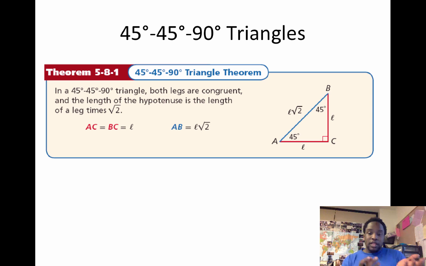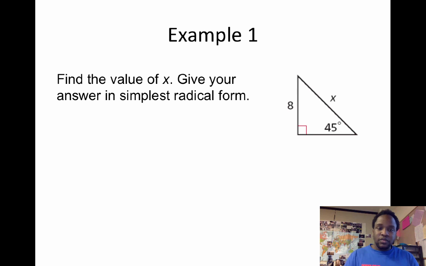This works for all 45, 45, 90 triangles. So if we know the length of one leg, we know that the other leg would be the same, and then the hypotenuse would be that length times radical 2. Remember, this ratio of sides only works for 45, 45, 90 triangles, so right isosceles triangles. So let's take a look at an example. Find the value of x. Give your answer in simplest radical form.